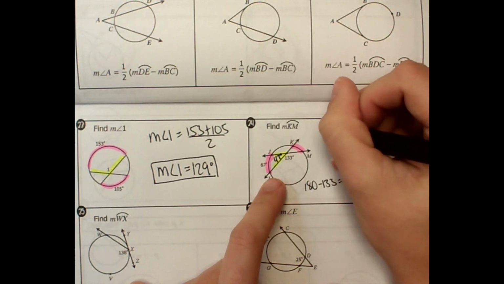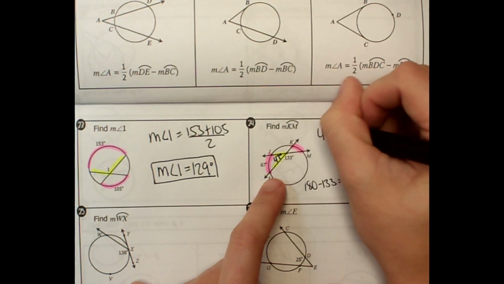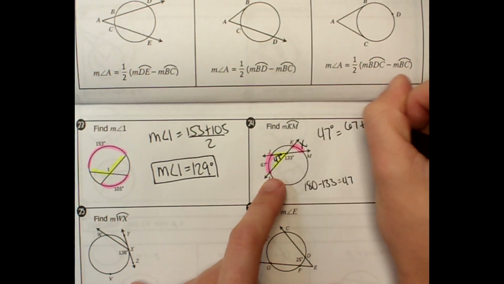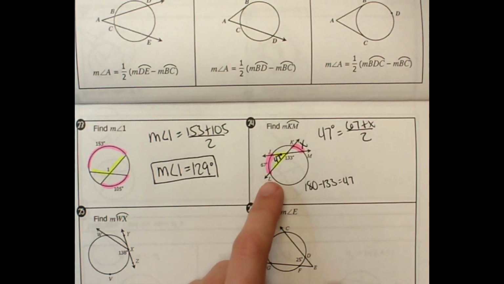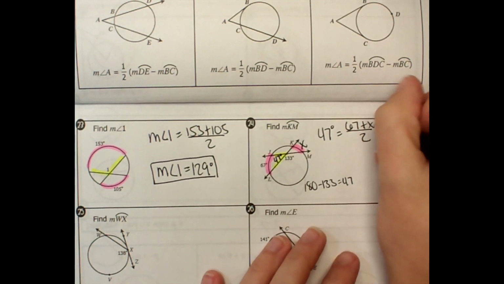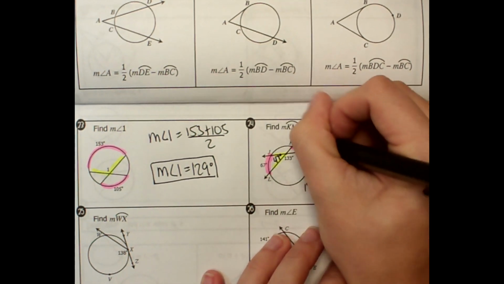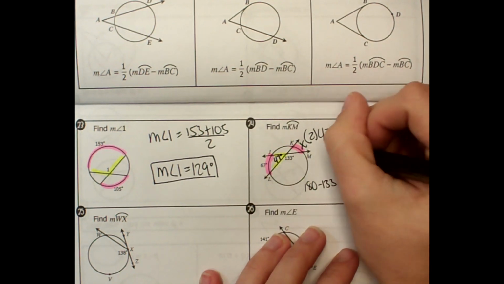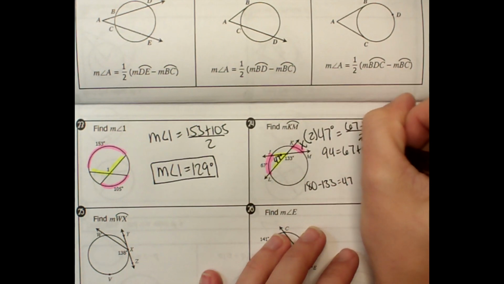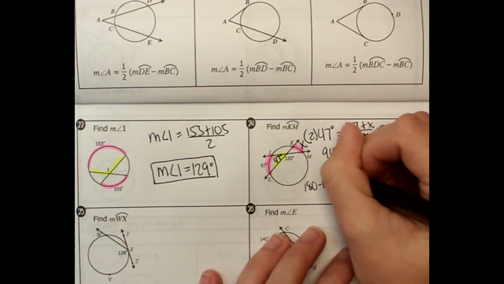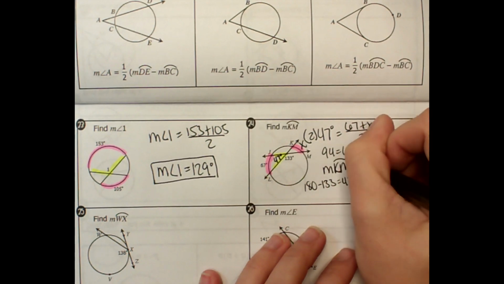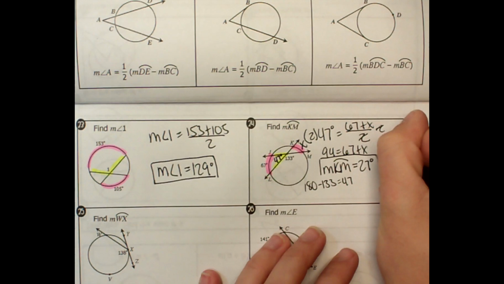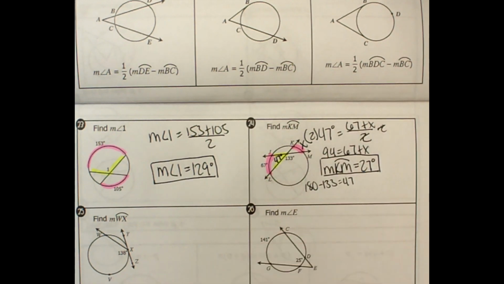So if we set it up, the angle 47 is equal to 67, and we'll call this x, plus x divided by 2. So then when we solve it, you have to multiply both sides by 2. You get 94 is equal to 67 plus x. So then the measure of arc KM, when you solve for it, is equal to 27 degrees. So that's two examples of that guy.